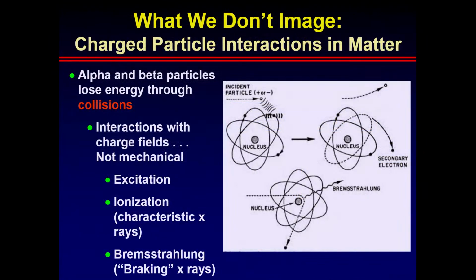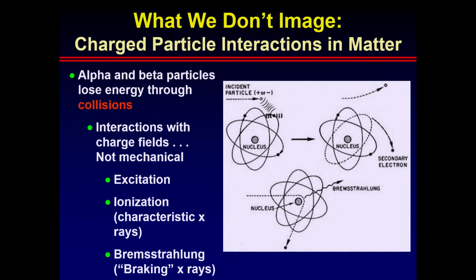Okay. There are several things we don't image. Like I already said, we don't image alpha and beta particles, but they do have different interactions. They can cause excitation around nuclei. They can actually go in and kick out a lower level electron and cause a drop of the outer level electron into the shell of the lower level electron and lead to a characteristic X-ray.